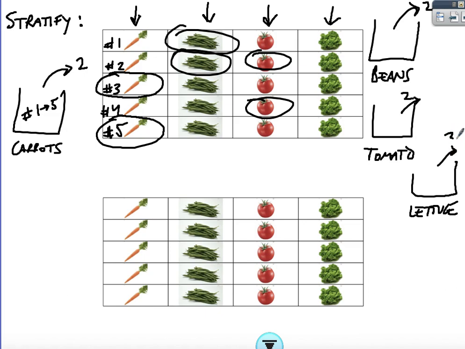I draw out 2 pieces, or 2 lettuce. So maybe it's the 5th and the 3rd. All right, so that's stratifying. My groups are based on similar features.